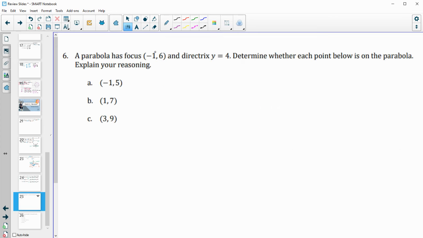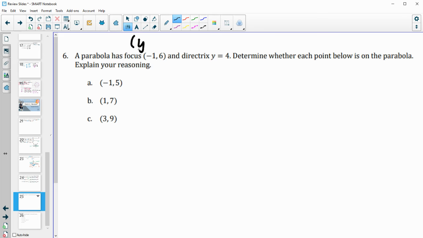Number 6, a parabola has a focus of (negative 1, 6) and a directrix of y equals 4. Determine whether each point below is on the parabola. Explain your reasoning. So you can write out the equation here and plug these in if you would like to. You can also look at how far the point is from the focus, if it's nice, and see if that's the same distance from the directrix.